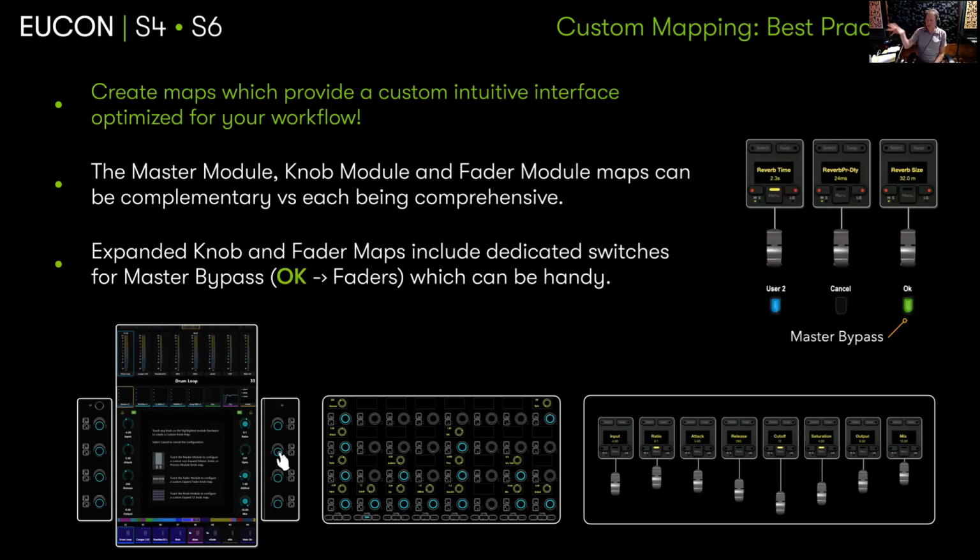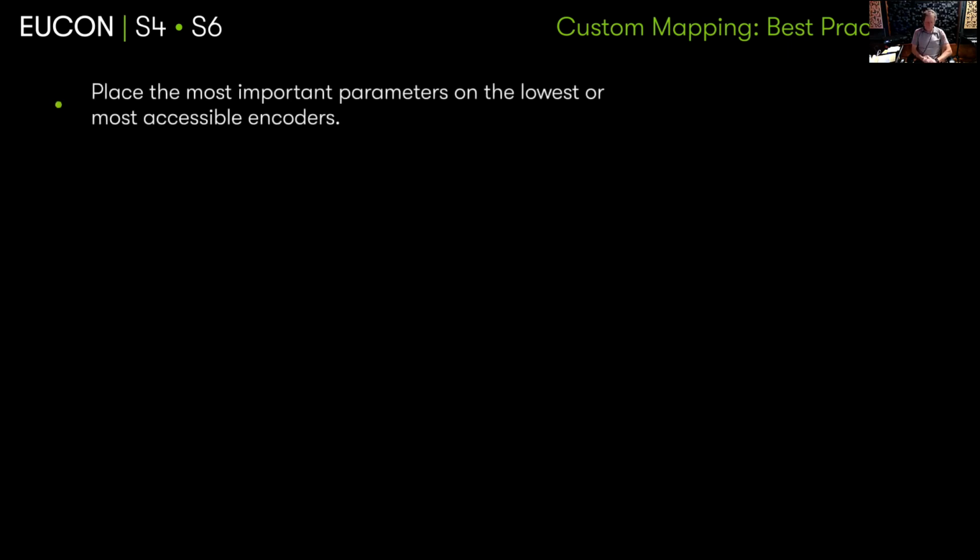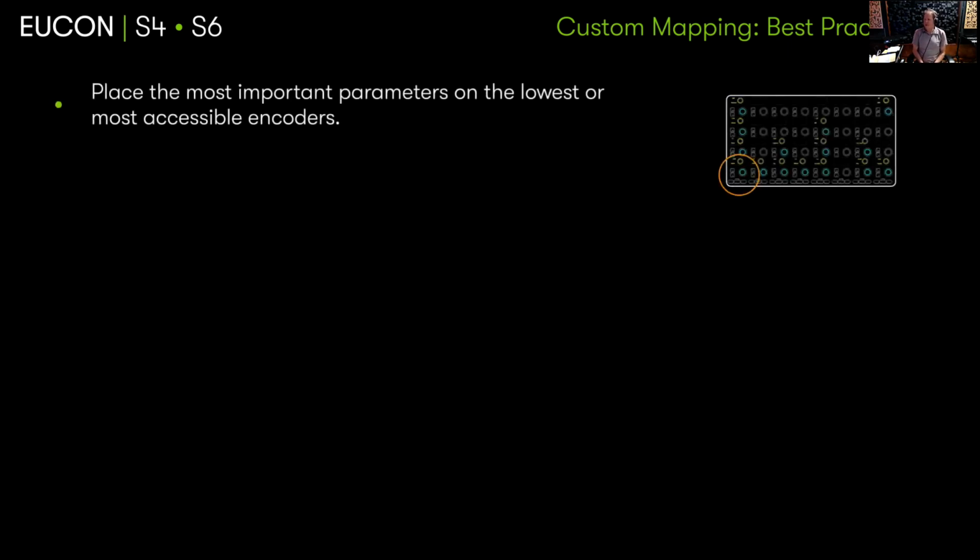But for example, the expand faders now have a dedicated bypass. So if you're trying a particular processor and you just want to A/B with or without it, it's very nice to have that integrated in there. Okay, that's a small one. A couple more, and then we'll get into actually looking at doing the maps.